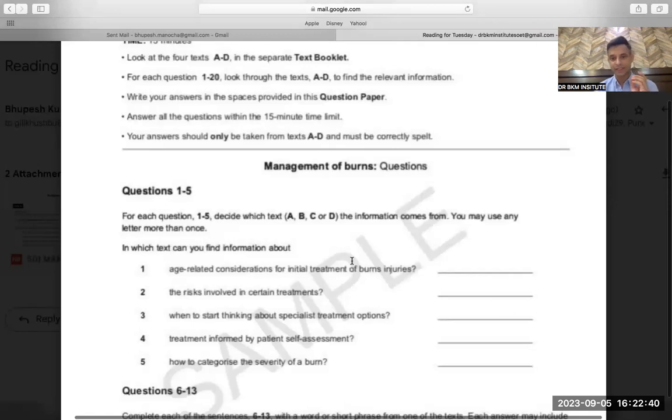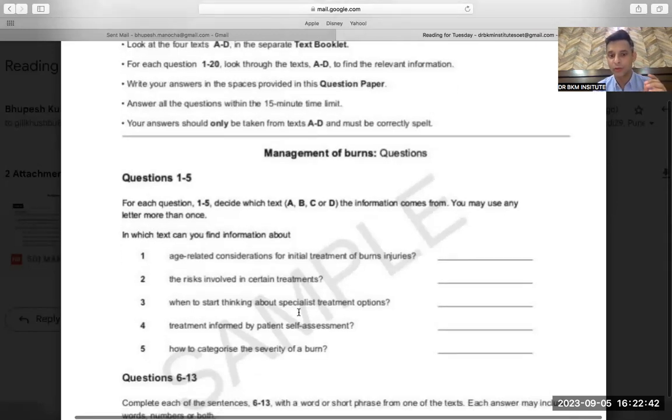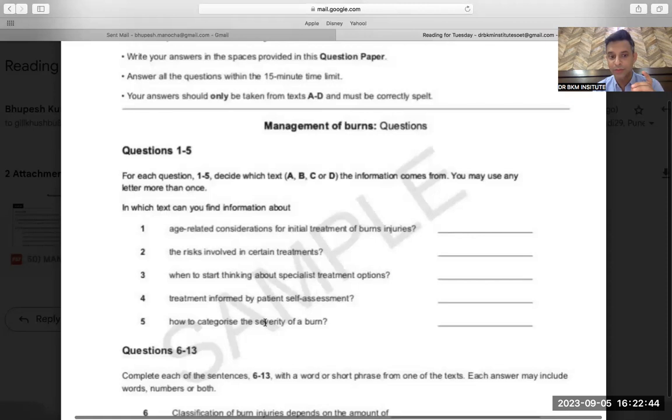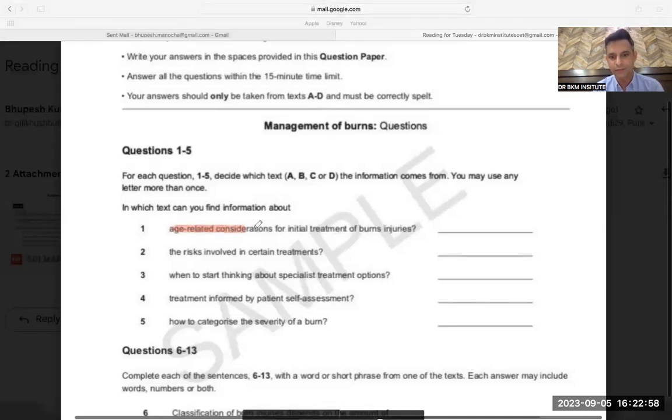First of all, I will read these questions. In the real exam there would be 7 questions. You just have to write A, B, C, D, that is, in which paragraph it is. So now I will tell you the technique. First I read and try to underline the words. Age-related considerations for initial treatment of burn injuries. My main words are age-related, initial treatment, and burn injuries.